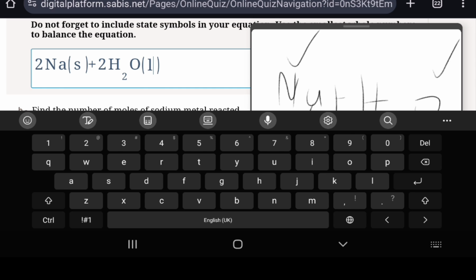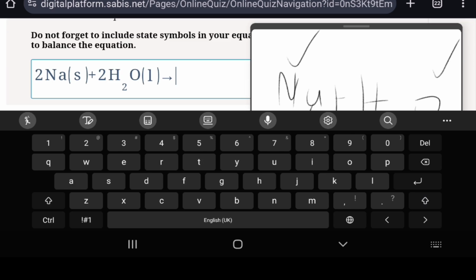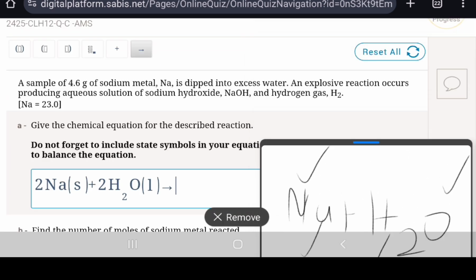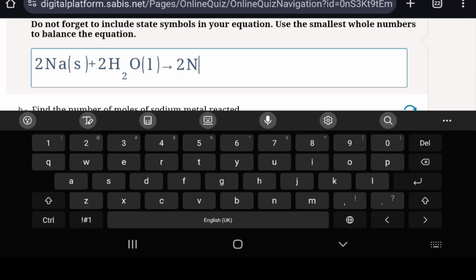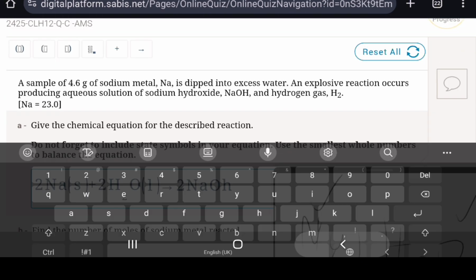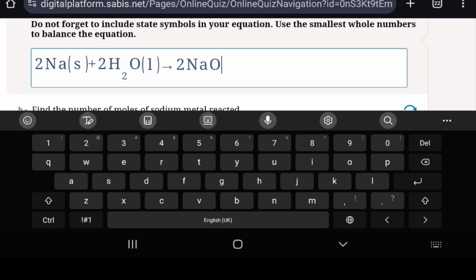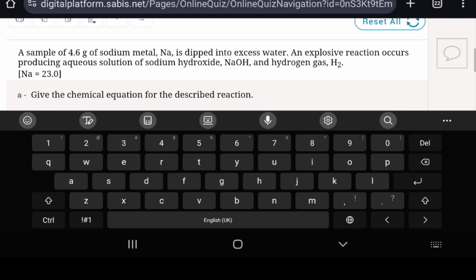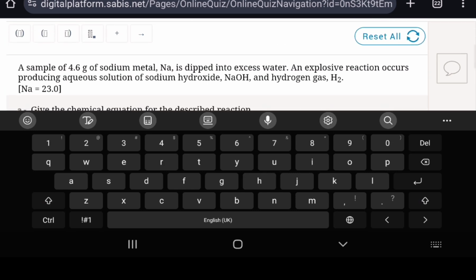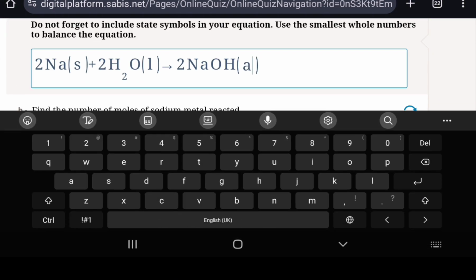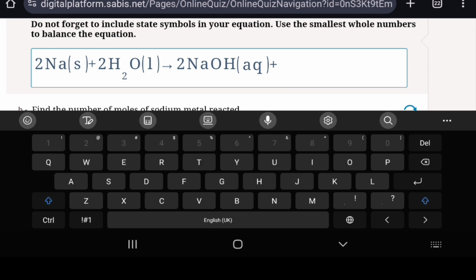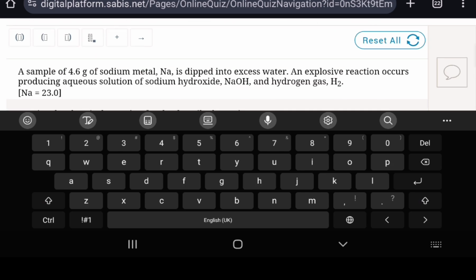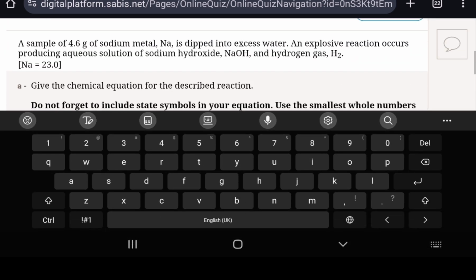To give you 2NaOH, which is an aqueous solution, which is aq, and hydrogen gas, which is H2, and then we add g right next to it because they said it's a gas.